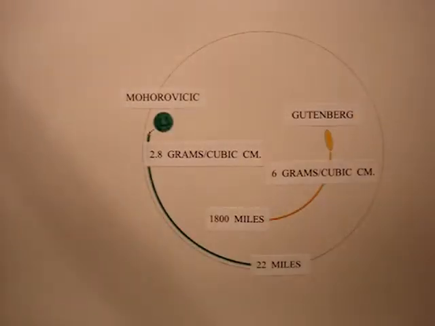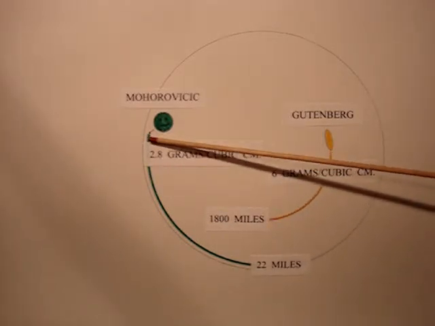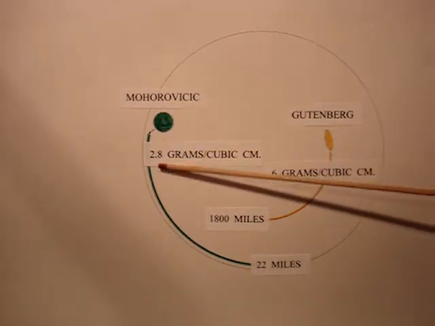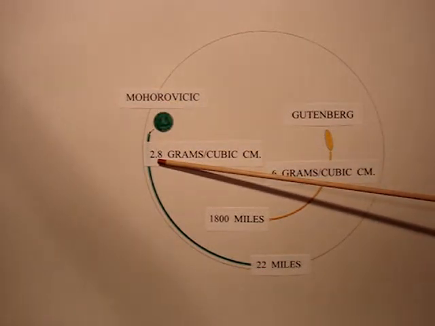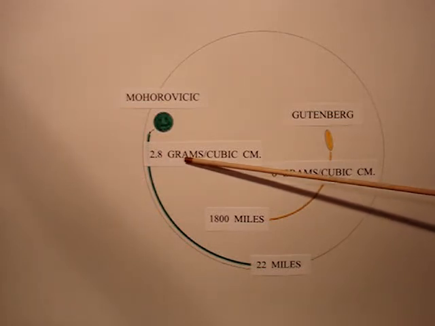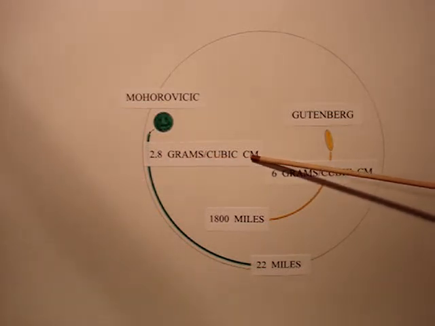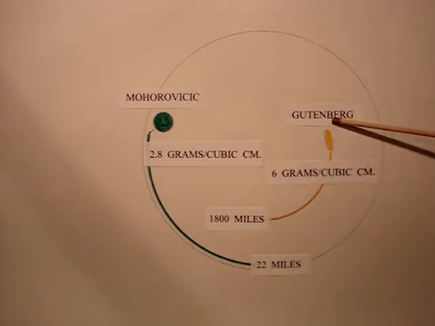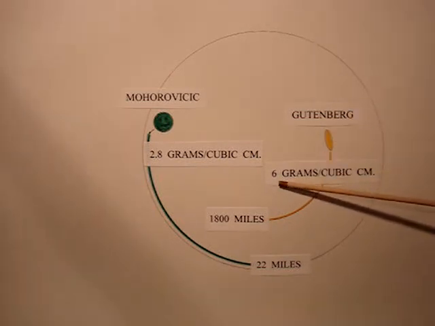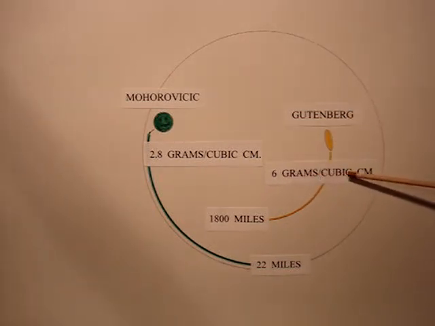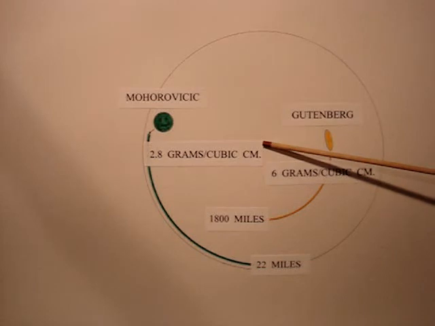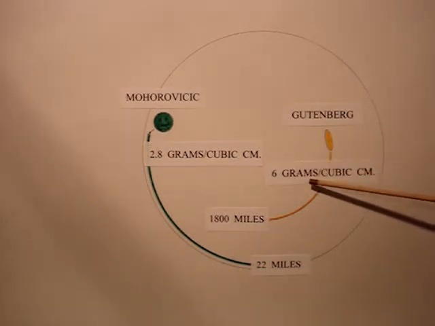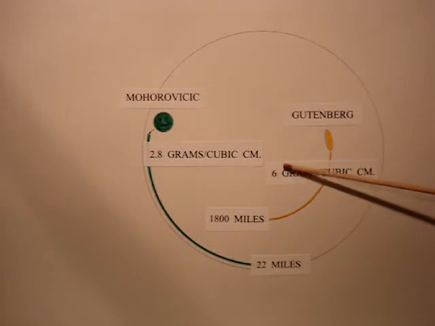What I wish to look at next is the density of materials. At 22 miles beneath our planet is the Mohorovicic discontinuity. Mass in that area is thought to be generally at 2.8 grams per cubic centimeter. 1,800 miles from the center of our planet is the Gutenberg discontinuity, and it jumps to 6 grams per cubic centimeter. The density increases because the gravitational force increases in this area, and as the force increases, it compacts the mass.